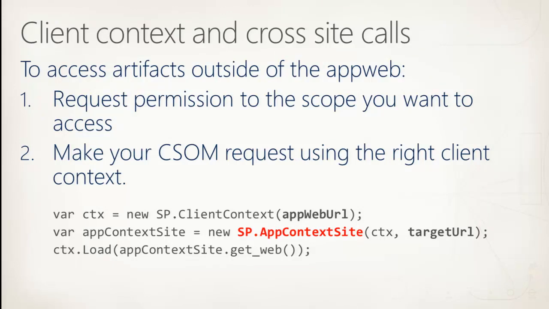So the right way to do it is just use AppContextSite, which is a new API that we've introduced. You pass in the current context of the app web where you are, and then put in the target URL, and that will retrieve the right context that you can use to execute your calls. This basically just puts a couple more lines of code in your logic, but makes it very easy to interact with things that are outside of the app web.